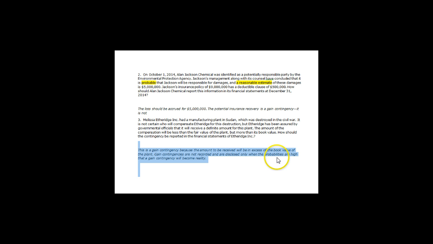Okay, and then they don't really tell us about probability here. If this was probable, then we would disclose that in the notes. Okay, so there we have gone over loss and gain contingencies and how to record those, report those, or ignore those in the financial statements.